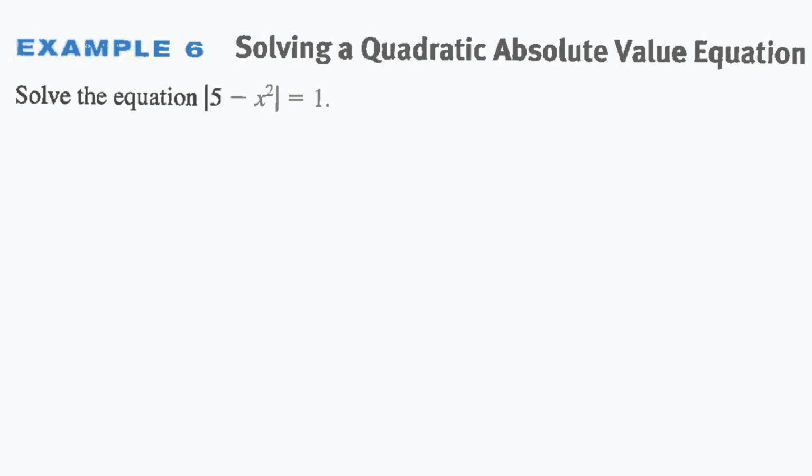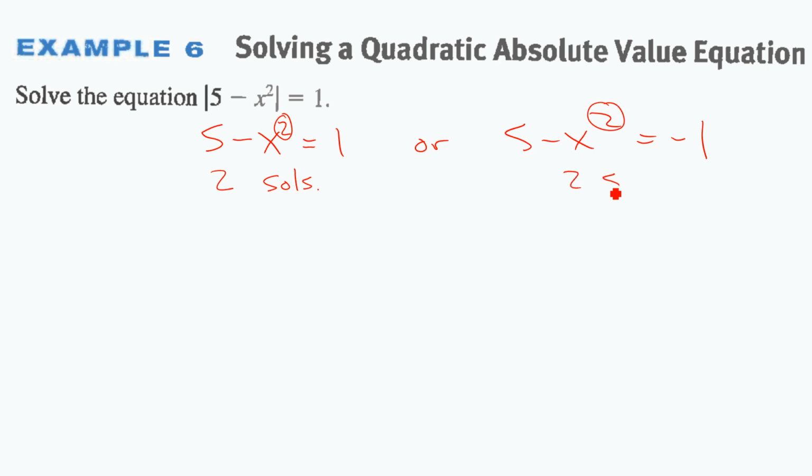All right, we'll try one more with the quadratic. So 5 minus x squared is equal to 1, or 5 minus x squared is equal to negative 1. Now, just remember, anytime you have an x squared problem, that means 2 solutions. From both parts, here's 2 more solutions. So we're going to end up with 4 solutions total here. All right, so on this problem, 5 minus x squared is 1. Let's subtract 5.